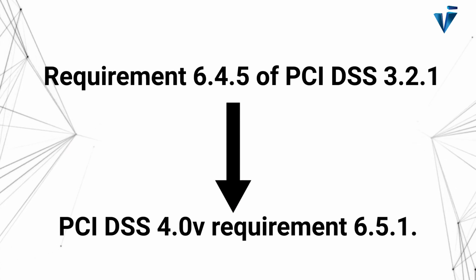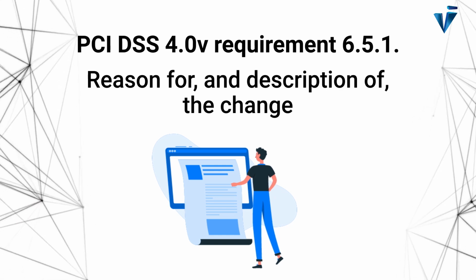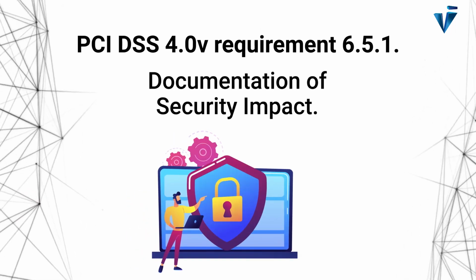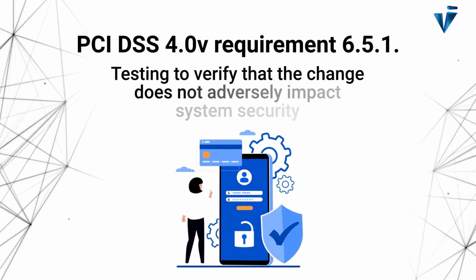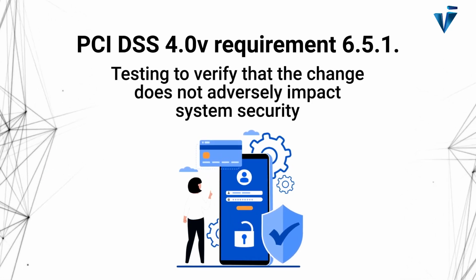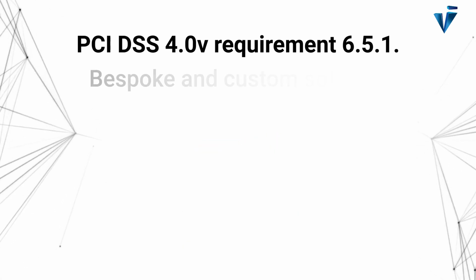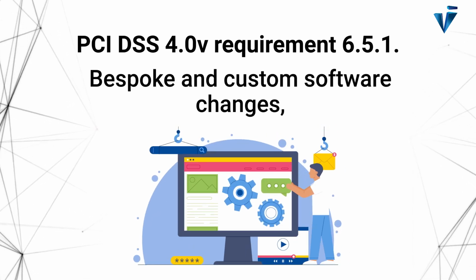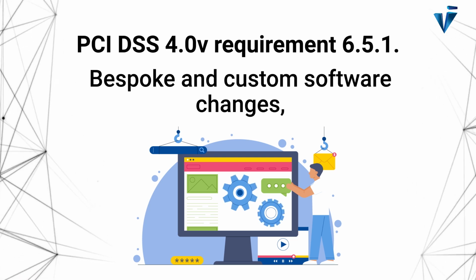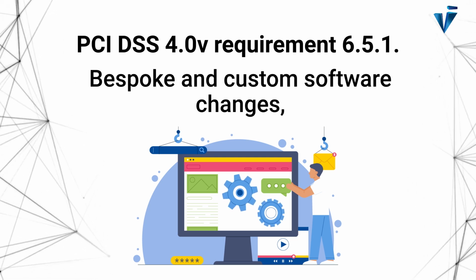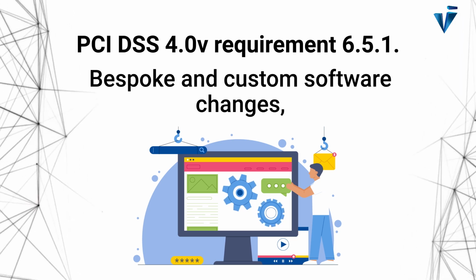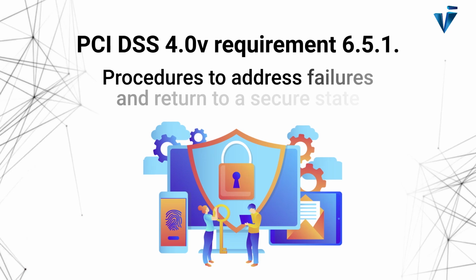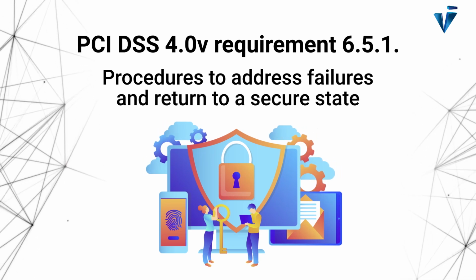And these established procedures should include, the first thing, reason for and description of the change, documentation of the security impact, documented change approval by authorized parties, then testing to verify that the change does not adversely impact system security. And then finally, for bespoke and custom software changes, all updates are tested for compliance with PCI DSS 4 requirement 6.2.4 before deploying into production. We'll come to what this requirement is, don't worry. And then procedures to address failures and return to a secure state in case a change fails.